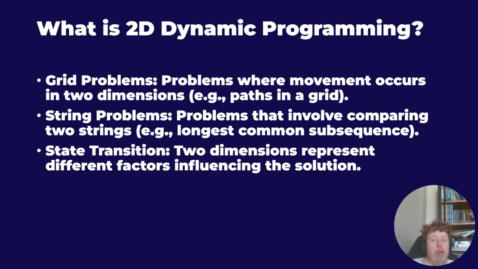2D dynamic programming is an extension of 1D DP, but instead of storing values in a 1D array, we use a 2D table or matrix to track subproblem results. This is useful for problems where decisions depend on two variables, such as grid-based pathfinding, string matching, and resource allocation.